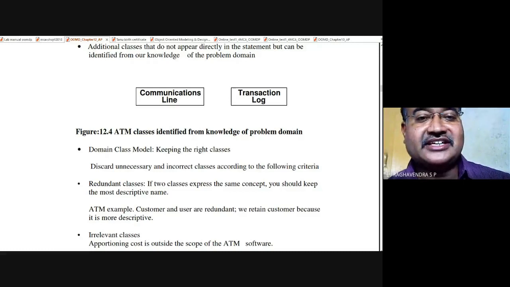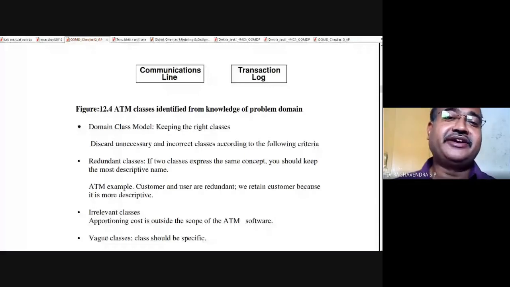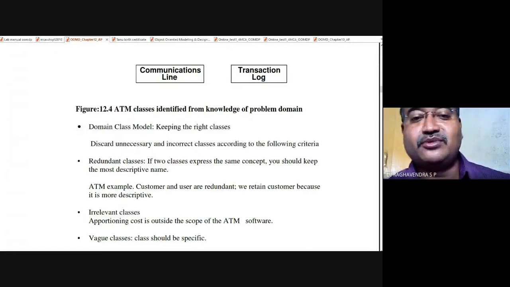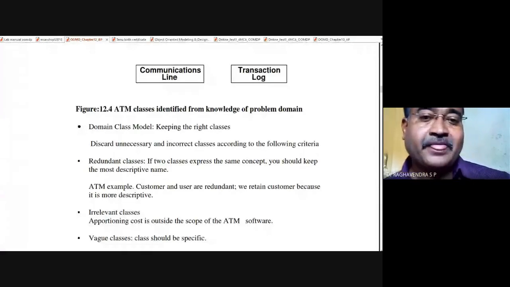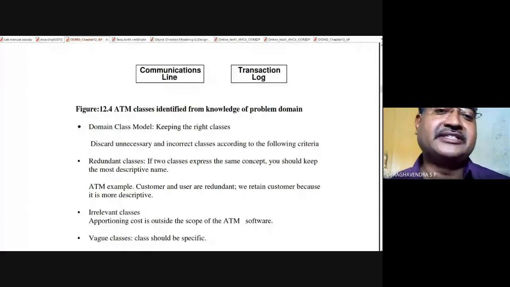So if you consider the ATM example, customer and user, you people also identified a few things. The customer and user are redundant, and we retain the customer because it is more descriptive when compared to the user, because user means any user. It is not that descriptive or relevant to the ATM context. On the other hand, the customer class is more relative and more descriptive.